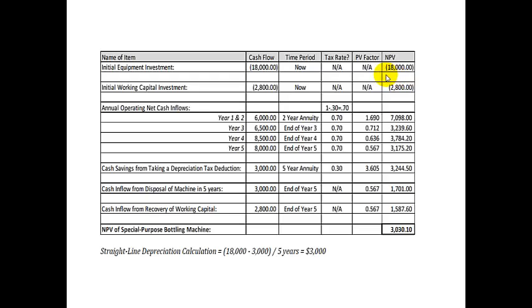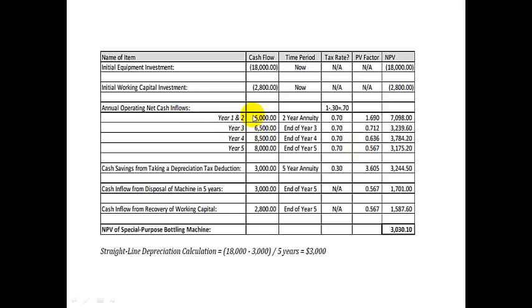Initial working capital investment is $2,800. That also happens now, already after tax. So the extension there, $2,800, also an outflow. Now, any new cash flows, cash inflows or cash outflows that the project earns haven't yet been taxed. So we definitely have to make sure that we put those after tax.